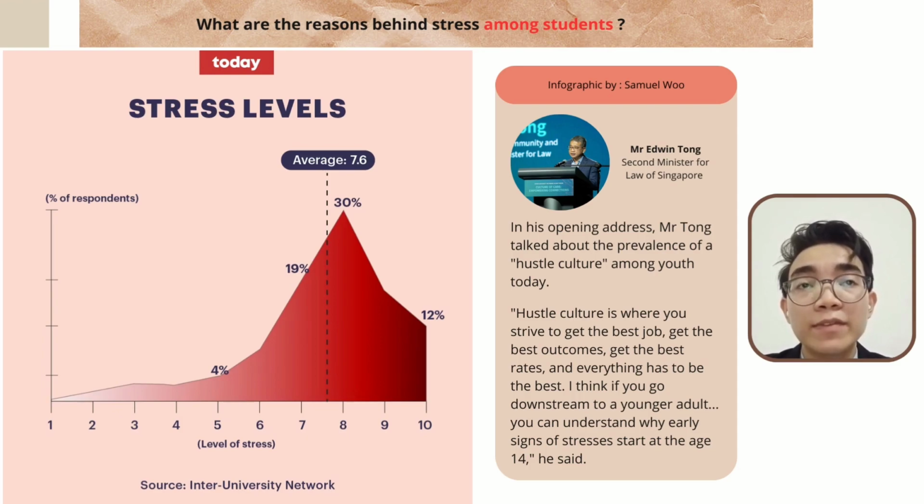In his opening address, Mr. Tong talked about the prevalence of a hustle culture among youth today. Hustle culture is where you strive to get the best job, get the best outcome, get the best grades, and everything has to be the best. I think if you go downstream to younger adults, you can understand why early signs of stress start at the age of 14.